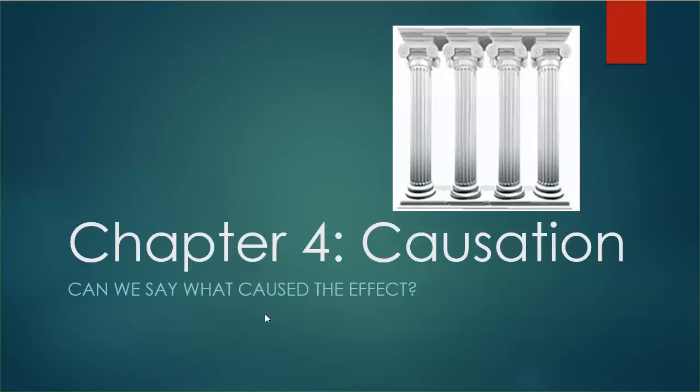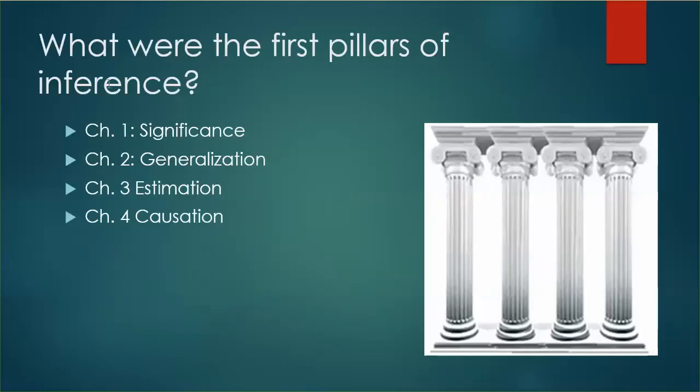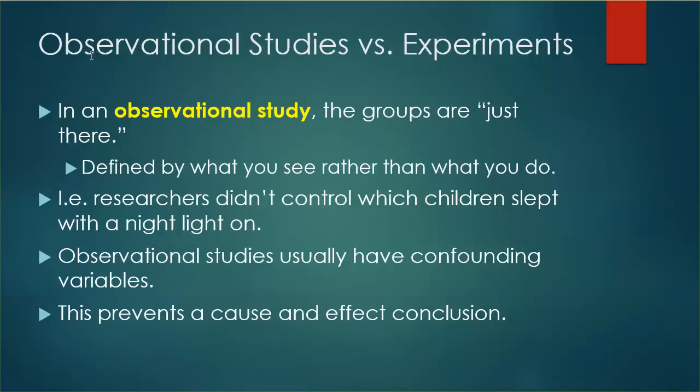We're back into Chapter 4 talking about causation. We're in Section 4.2 today, talking about the difference between an observational study and a controlled experiment. If you think back to the 4 pillars of inference, we're on the 4th pillar, which is causation. So what is the difference between an observational study and an experiment?